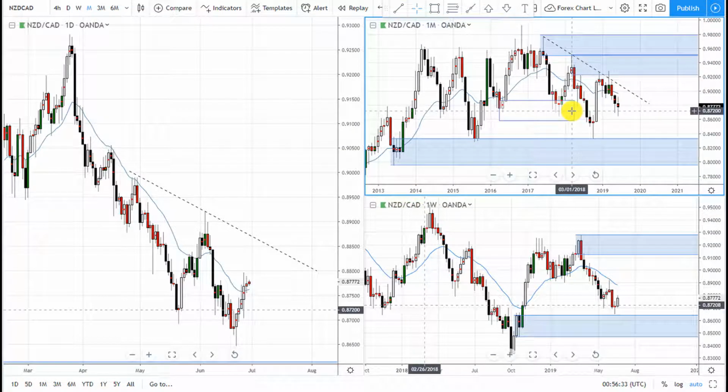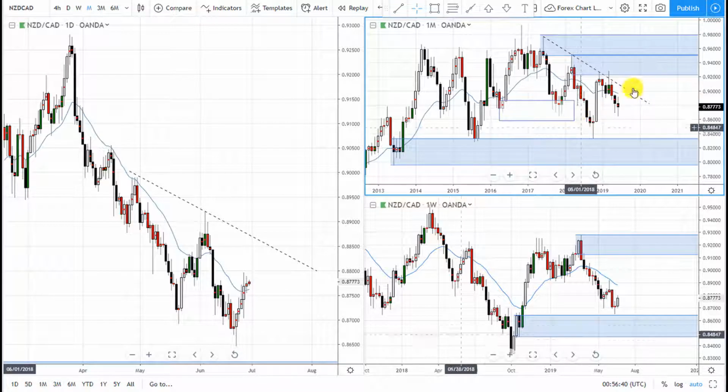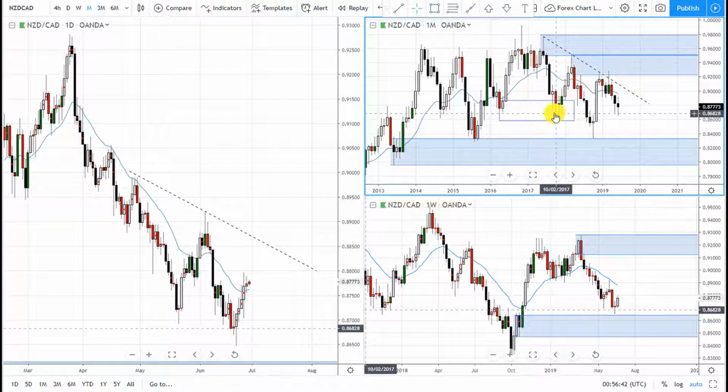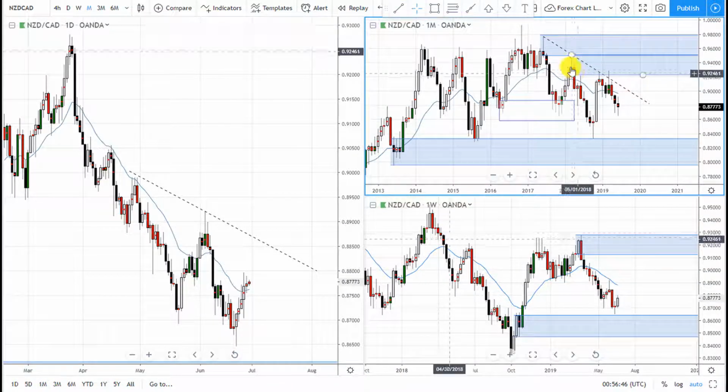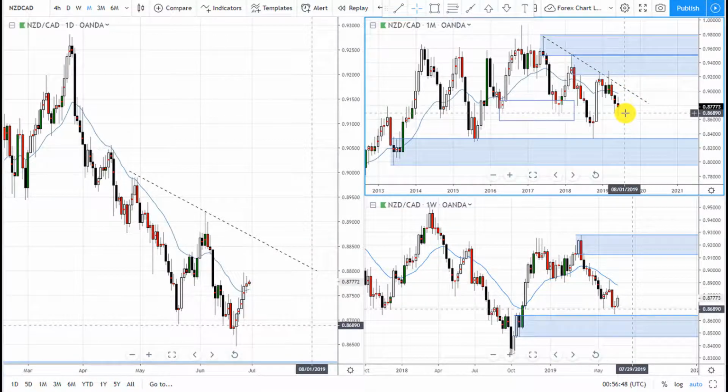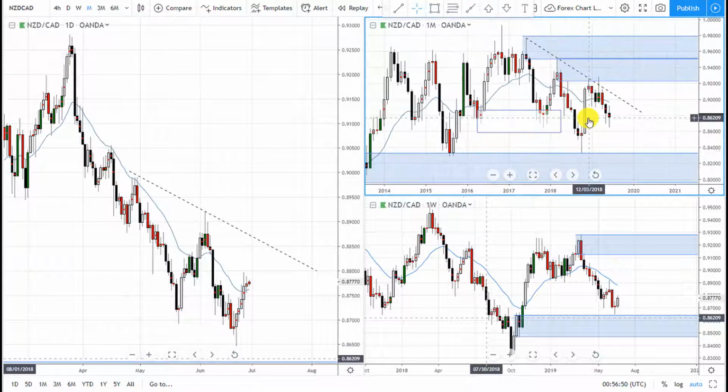I already drew some of my trend lines and some of the zones just to make the analysis go faster and smoother. When I have these zones drawn out, it's easier for me to just talk through it than to figure out where the zones are and talk through it and confuse you guys. So let's take a look at the monthly first.